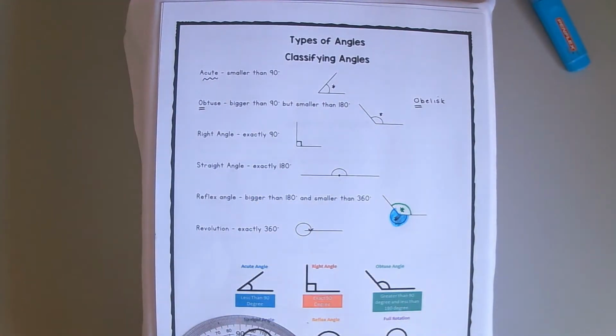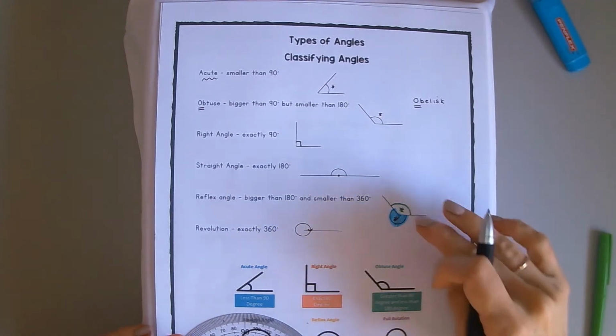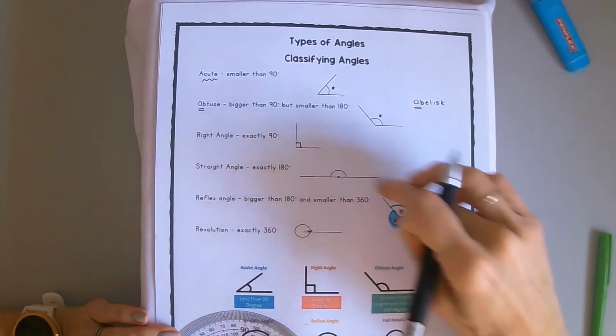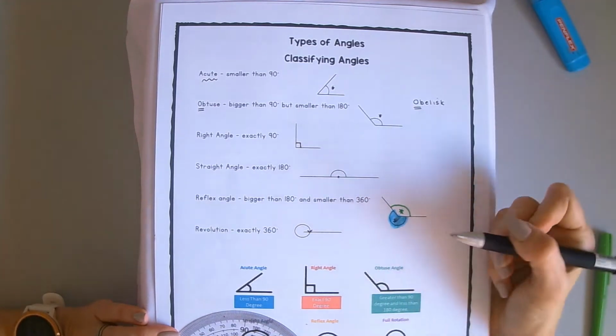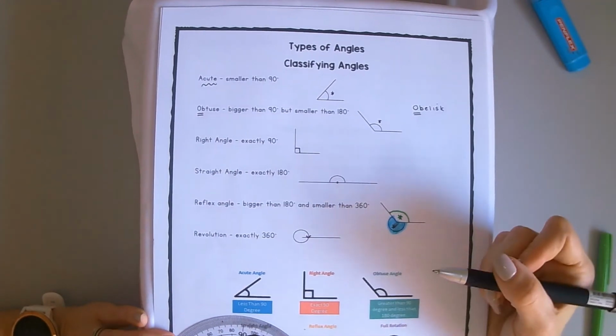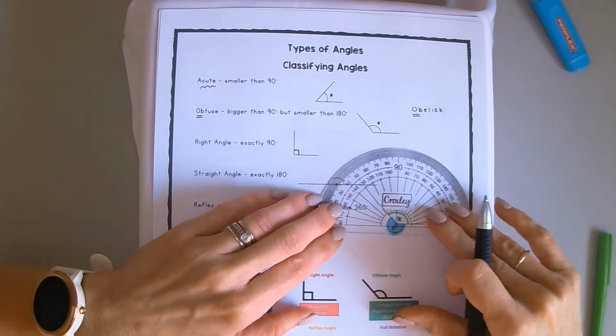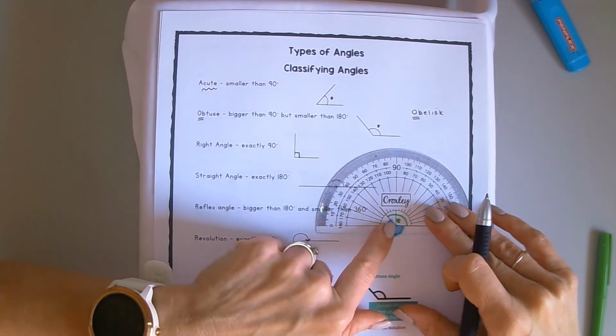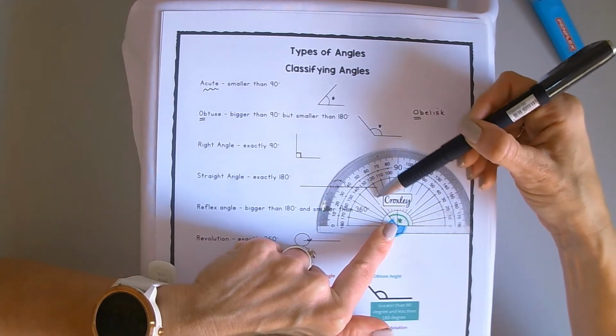And then do you agree that if I measure that and I take it away from 360, I'm actually going to get my reflex angle? So that's how you work out a reflex angle. So let's just go and have a look at it. So you'll see we're going to put that over there and we're going to look carefully.